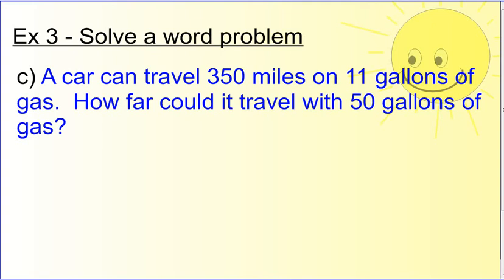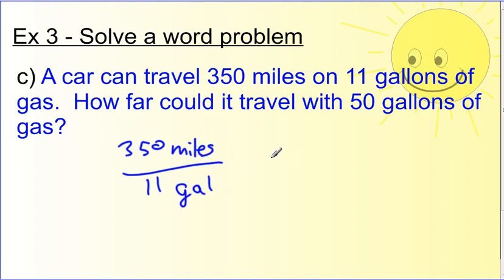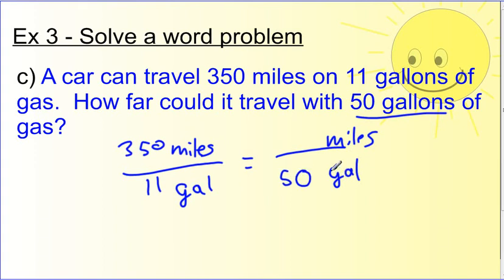Okay, let's see, 350 miles on 11 gallons of gas. Gallons. Okay, how far could it travel with 50 gallons of gas? It gives me gallons, so I put the 50 at the gallons. How far? I don't know how many miles. That's the variable.